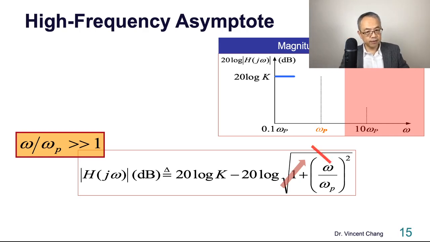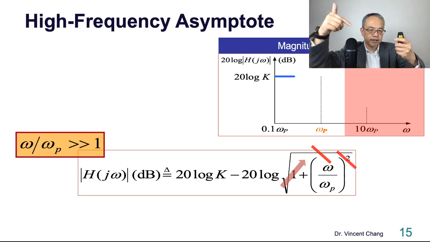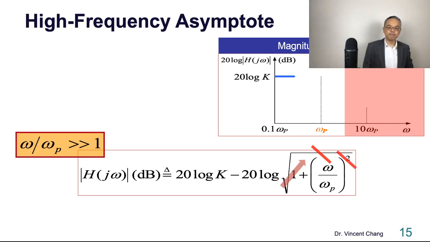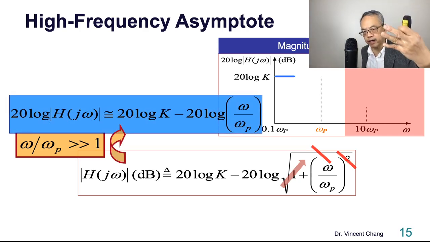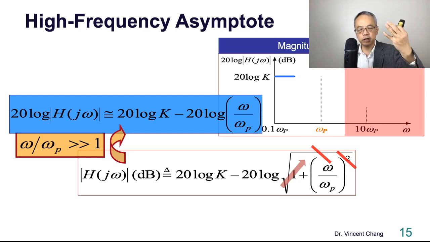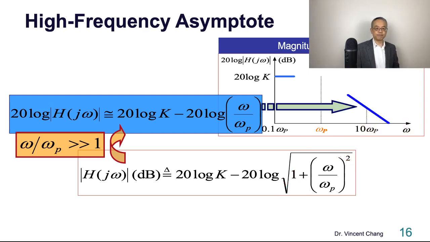And then the square root and the square can be canceled out. So now the equation can be simplified to 20 log K minus 20 log omega over omega p. So in the log scale, what does this blue equation tell us? In the log scale, log omega is a straight line. It's a straight line, all right?